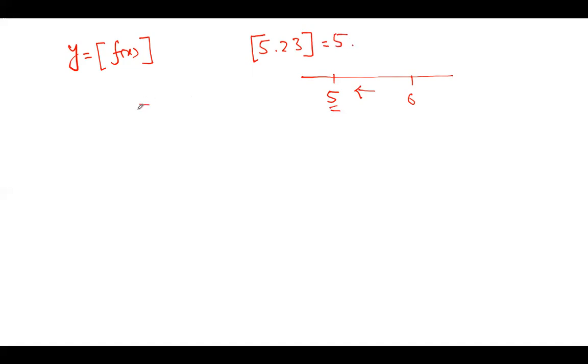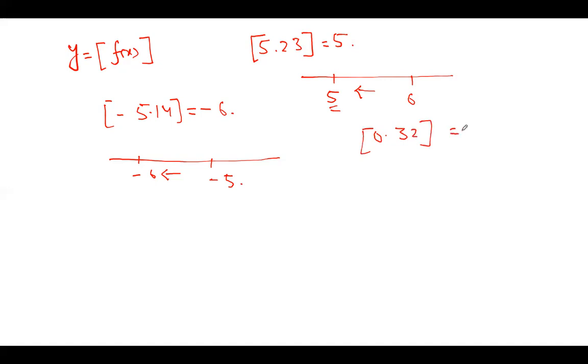Can we think for minus 5.14? See this carefully. This number minus 5.14 is lying between minus 6 and minus 5, and the left integer for this case will be minus 6, not minus 5, right? For negative, it is going to the left integer, that is minus 6 only. If only a fraction is given, like 0.32, in the greatest integer, this 0.32 is lying between 0 and 1, so the integral part will be 0 only, right?